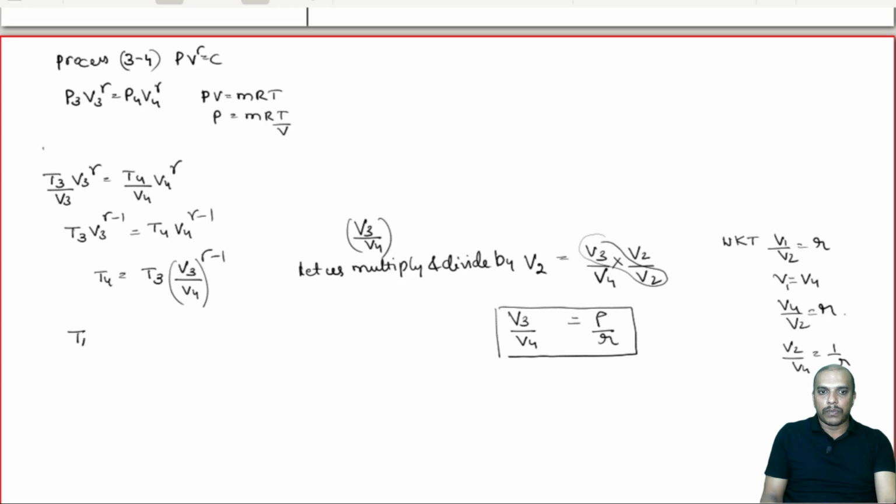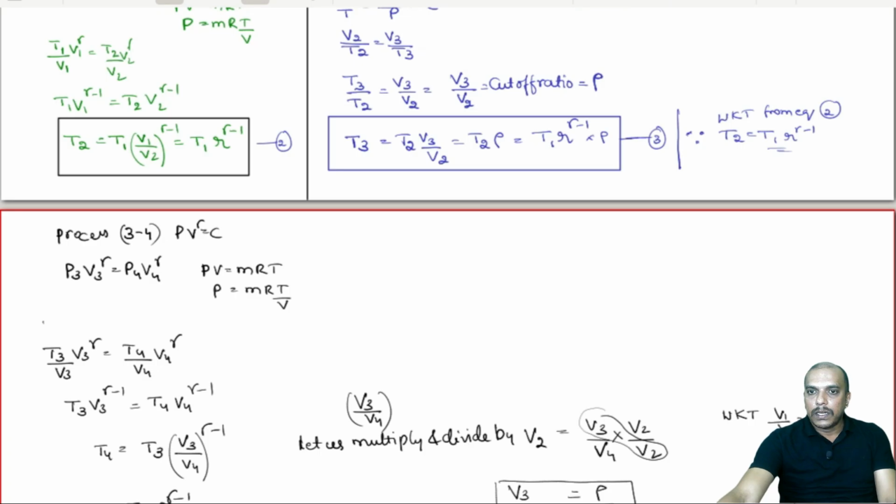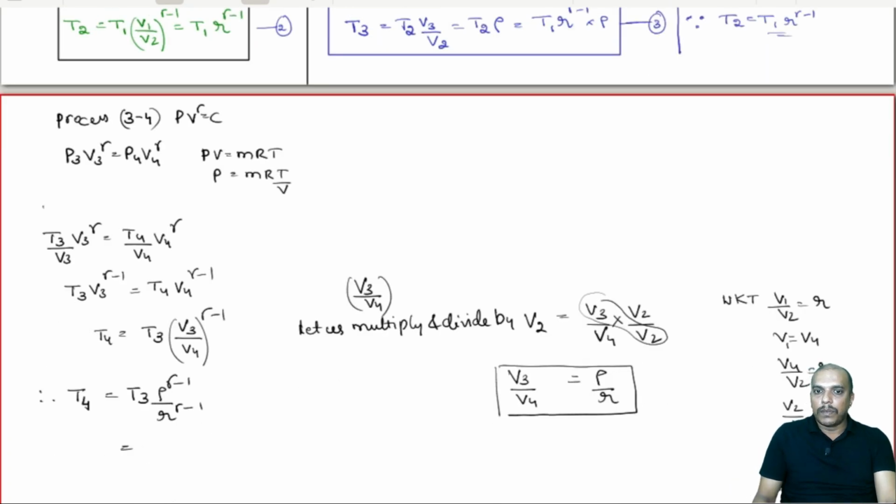Now, I will come back here. Therefore, T4 is equal to T3 rho by R whole power gamma minus 1. Now, T3 we have already got in terms of T1. Let us go back to that expression, equation 3. From equation 3, T3 is equal to T1 R power gamma minus 1 into rho. So, in place of T3 I write T1 R power gamma minus 1 into rho, and rho power gamma minus 1 is there, divided by R power gamma minus 1.